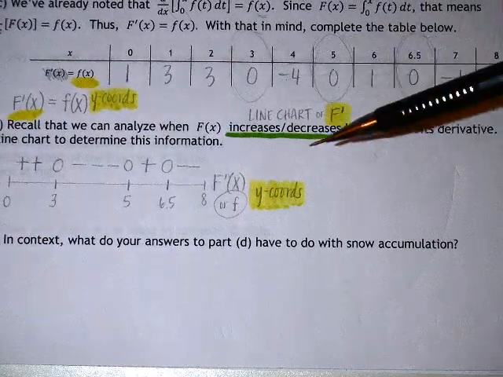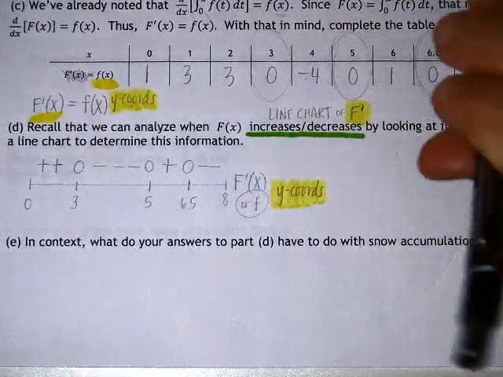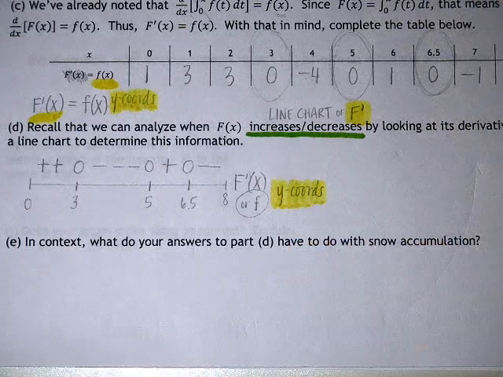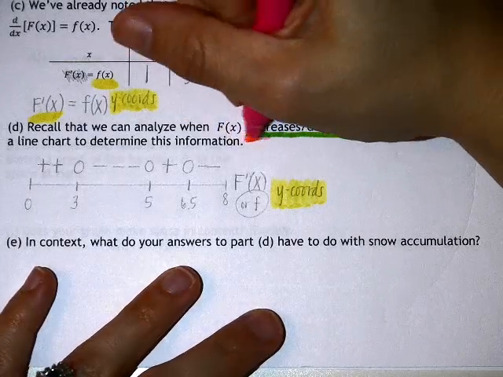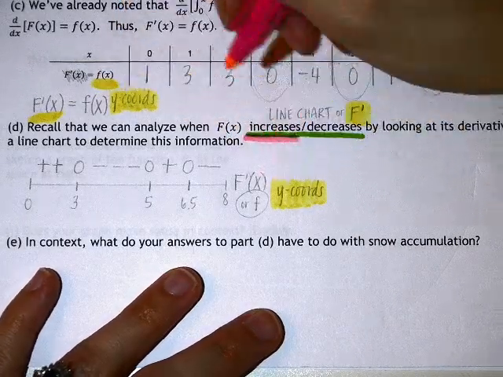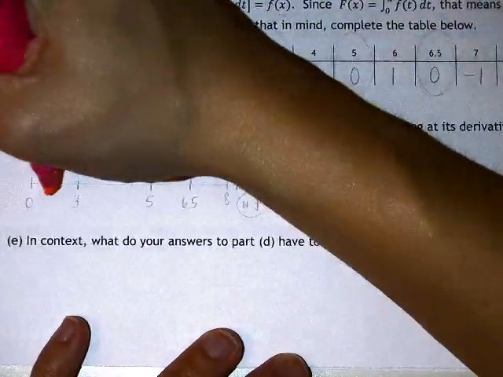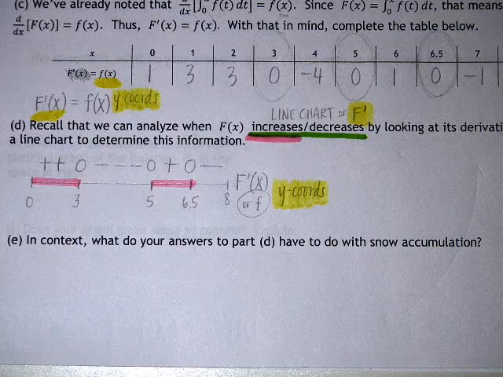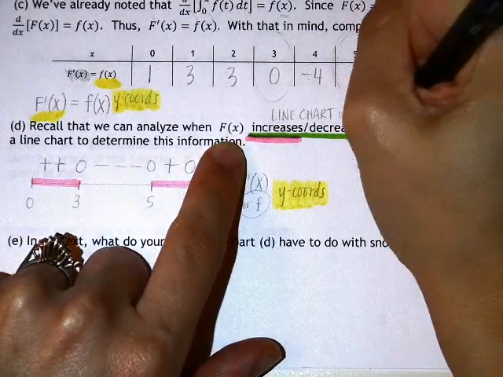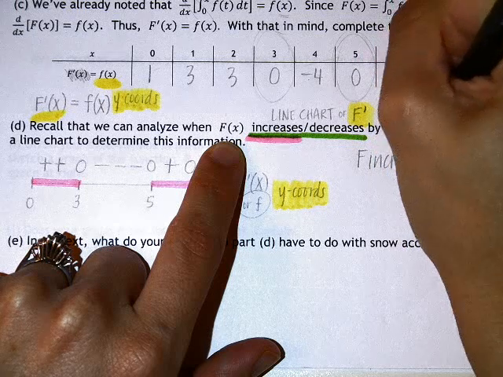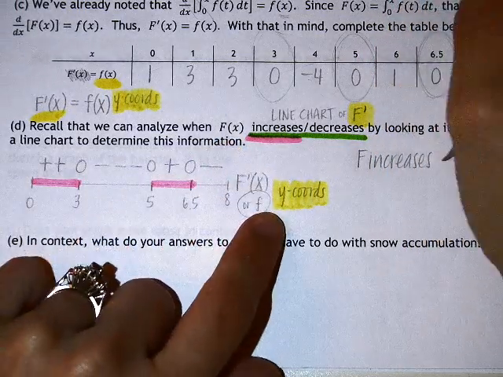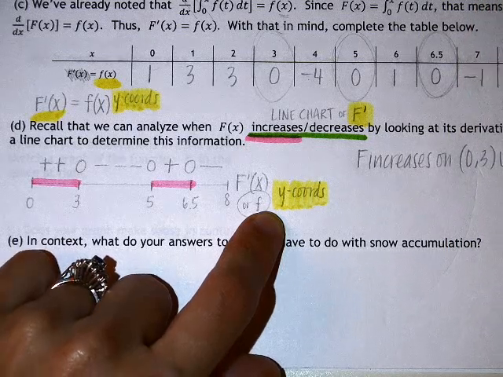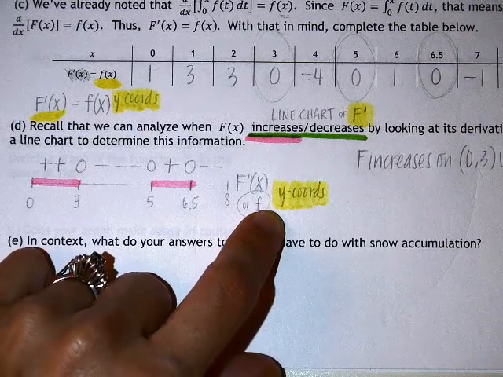So, if we think about this then, as we think about every line chart that we've ever done in the history of calculus, let's think about what we need to know. Something is increasing when the line chart, or the first derivative, is positive. So I see a positive section and a positive section, which tells me that big F must be increasing in those two intervals. It increases from 0 to 3 and from 5 to 6.5.